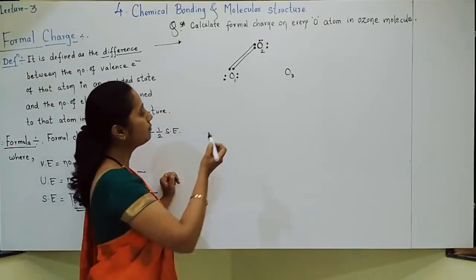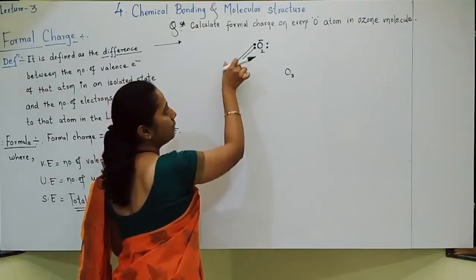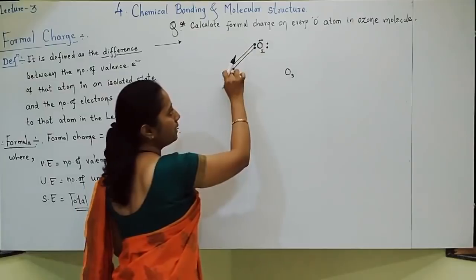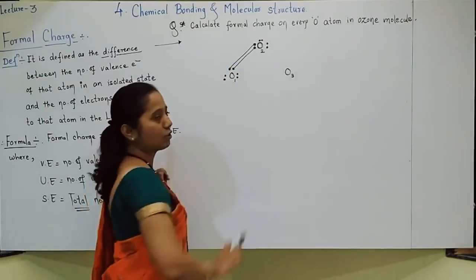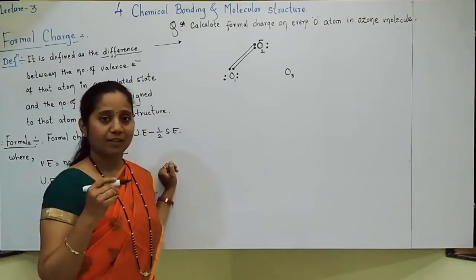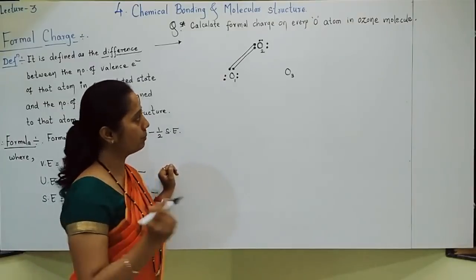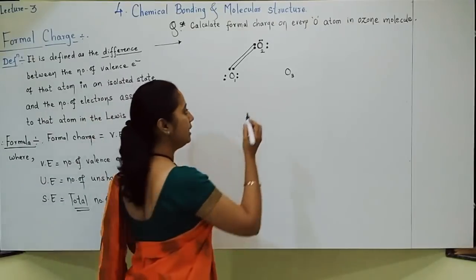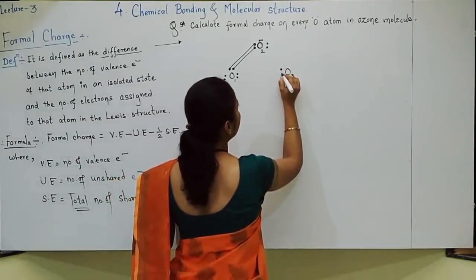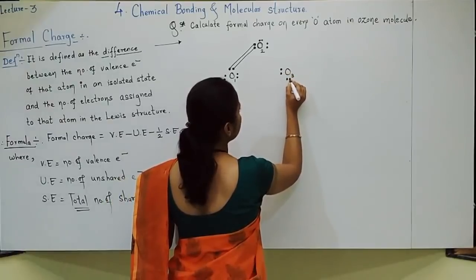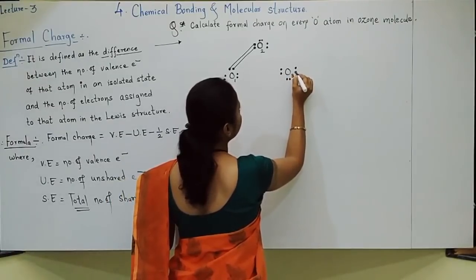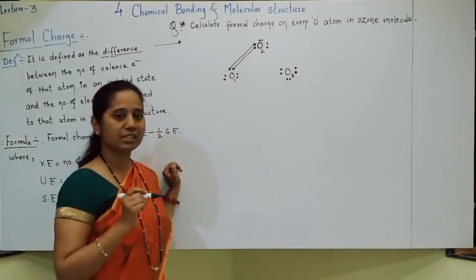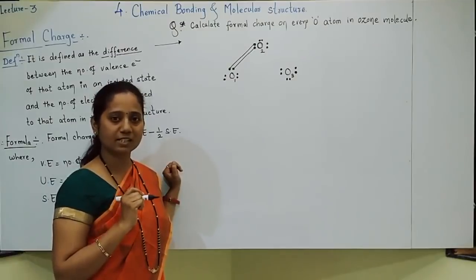Okay. 6 plus 2, octet completed. 6 plus 2, octet of the second oxygen also completed. Okay, so where is the problem? The problem is for oxygen number 3. How many valence electrons does it have? Yes, it also has 6 valence electrons. Okay. How does this third oxygen get stabilized by the Lewis dot structure?